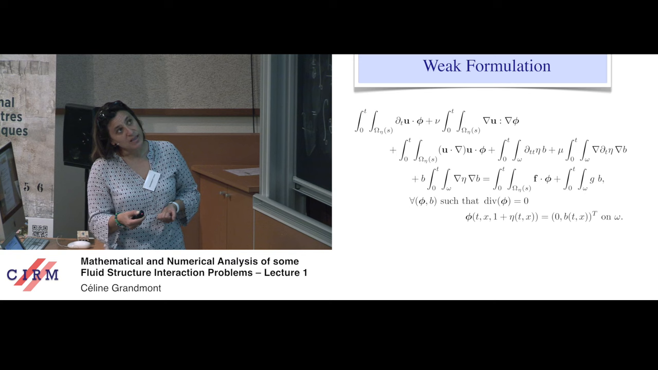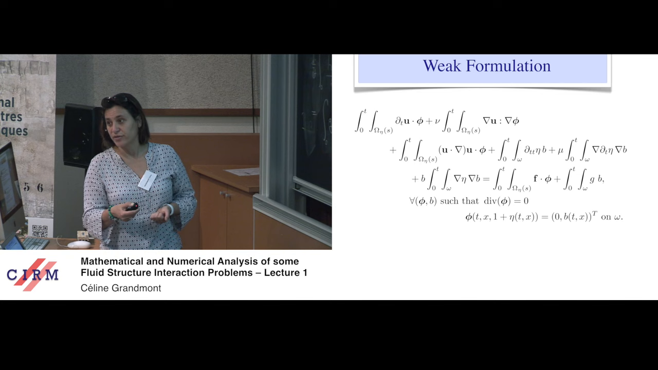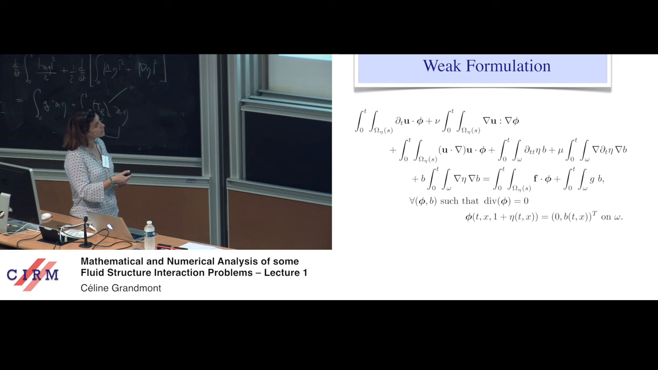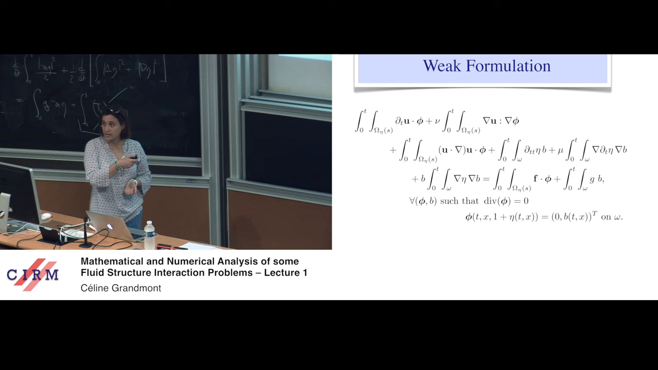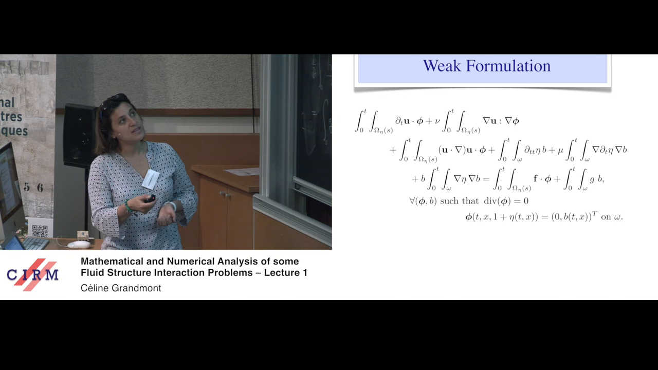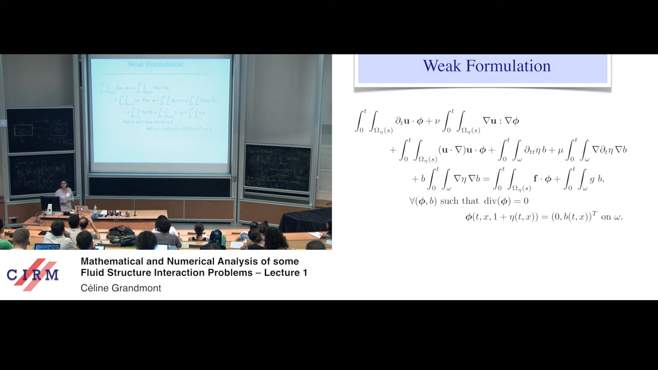So the structural test function is B. And here I choose test functions that are divergence free, so you don't see the pressure anymore in the equation. And if I take fluid and structure test functions that match at the interface, you don't see the boundary terms in the weak formulation. Okay? So this is the weak formulation, and it is not a standard weak formulation, because in a standard weak formulation you can choose the test function to be independent of time, right? Because after you apply your favorite Galerkin method and so on.